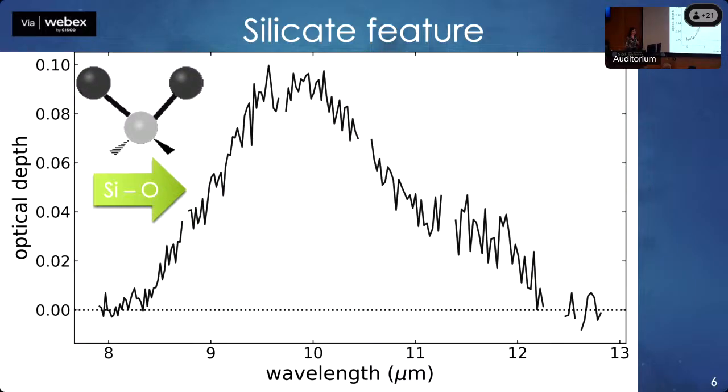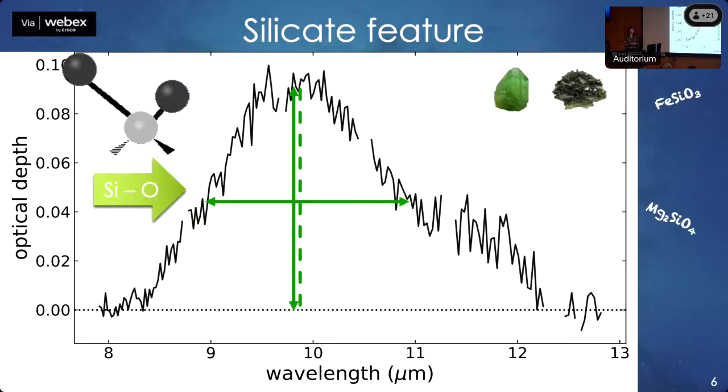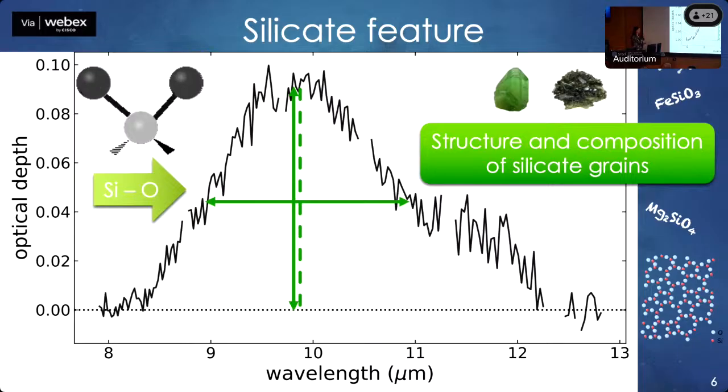Now, with the high sensitivity of Webb, we cannot just detect this feature, but we can measure its detailed properties, such as its strength, its central wavelength, and its width. And we know that these properties depend on the properties of the dust grains, such as their size, their shape, their composition, and so on. So really, if we can study the feature, we can learn something about the properties of the dust grains.